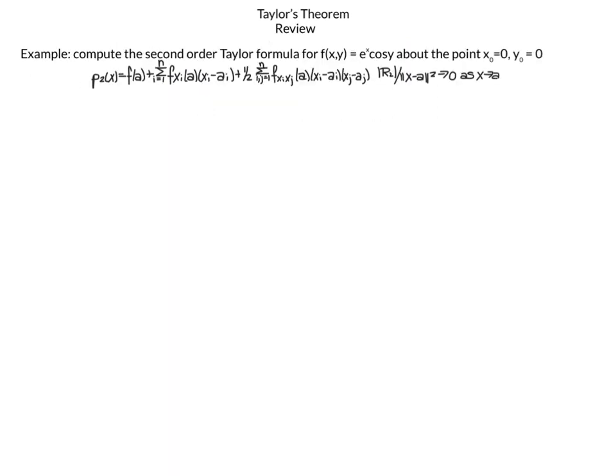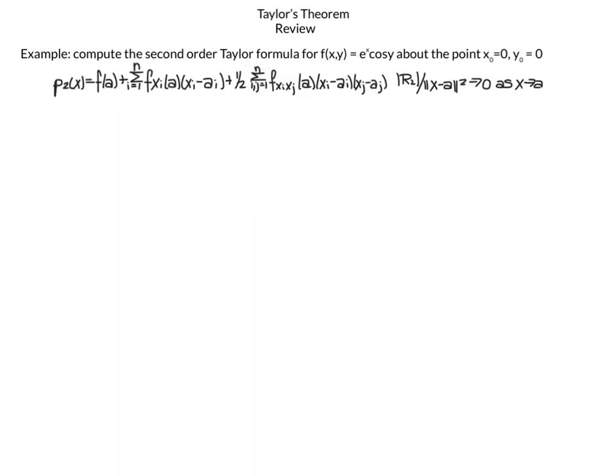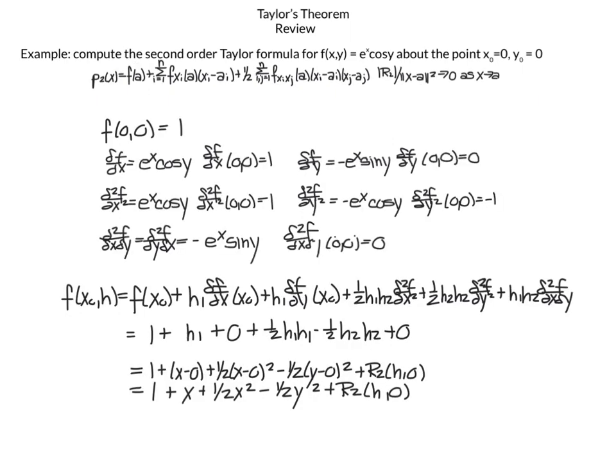For review, I have this problem for you to try: compute the second order Taylor formula for f of xy equals e to the x cosine y about the point (0, 0). I suggest you pause the video, give it a try, and on the next slide, I'll have a solution for you. Here's the solution to the problem.